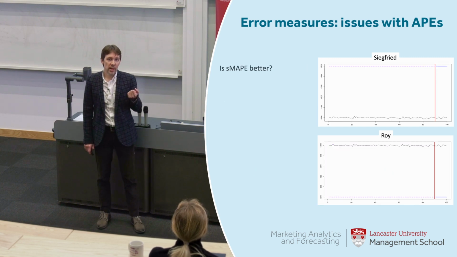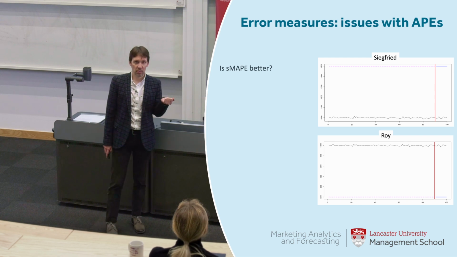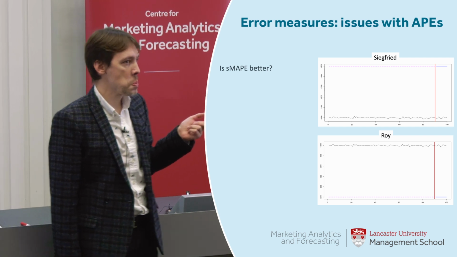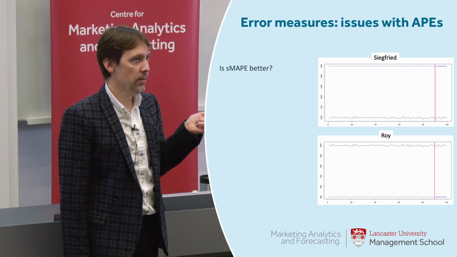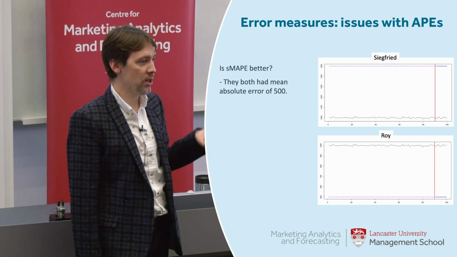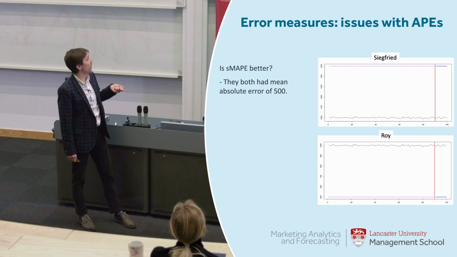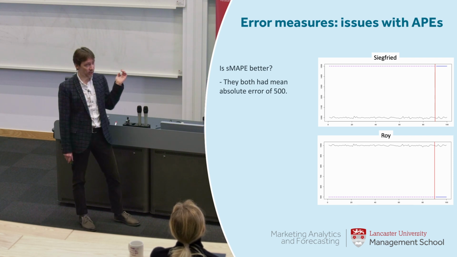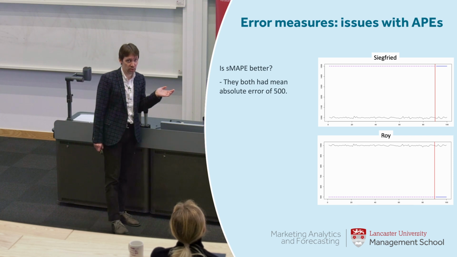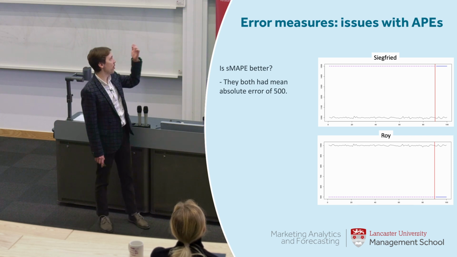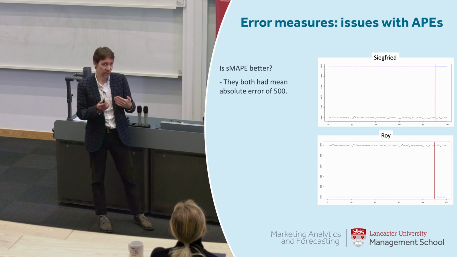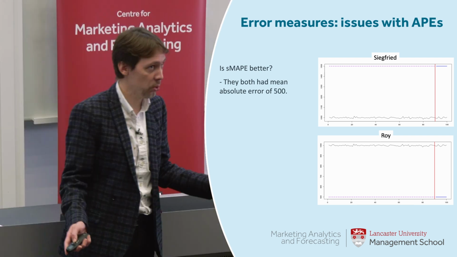Now, one might think that symmetric MAPE is actually better because it somehow takes the average of those two things, forecast and actuals. The fact is, it's not. And here is another example. They had another two time series. Well, actually, they had exactly the same time series, but Siegfried consistently over-forecasted it and produced a slightly ridiculous forecast saying that we will have 1,500 units instead of 1,000, while Roy under-forecasted and said that we will have 500 units. So they did an equally bad job, both of them.